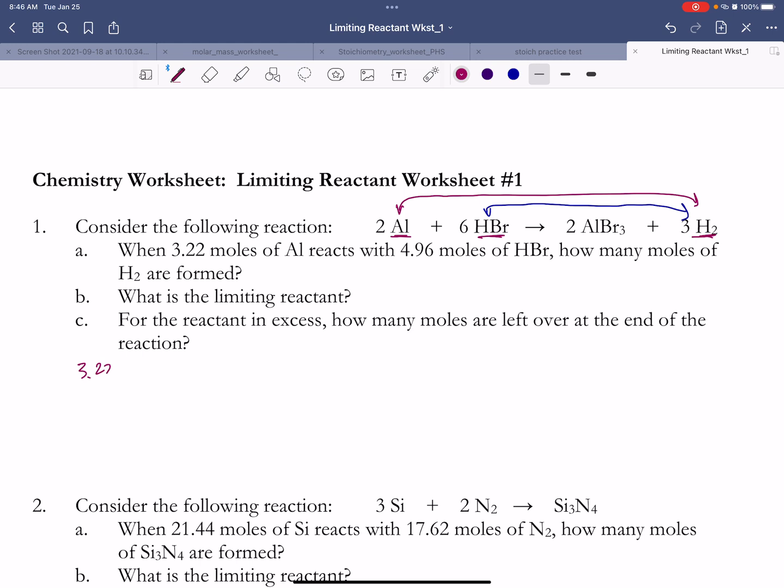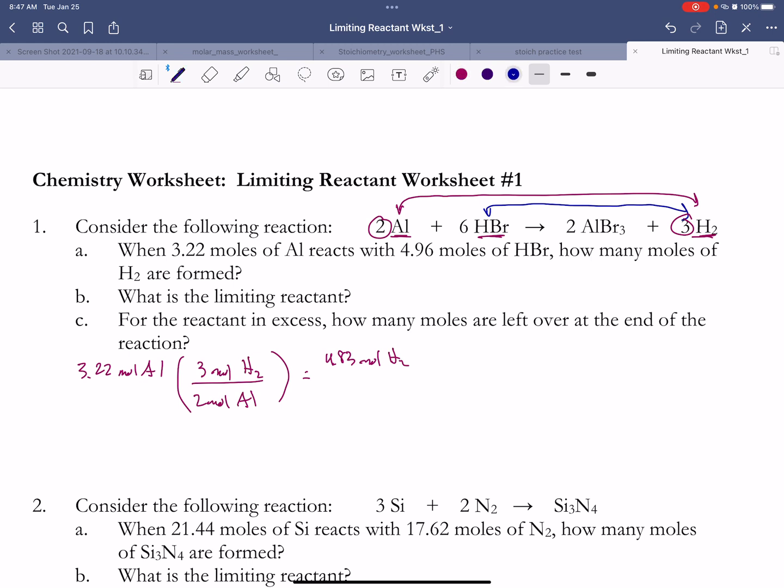So 3.22 moles of aluminum will produce, now we got to do a molar ratio, right? This relationship, molar ratio between the two things. It is 2 moles of aluminum will produce 3 moles of H2. So how many moles will we get? Well, now I got to bust out the old calculator. So 3.22 times 3, take that number, divide it by 2, looks like 4.83. So 4.83 moles of hydrogen gas.